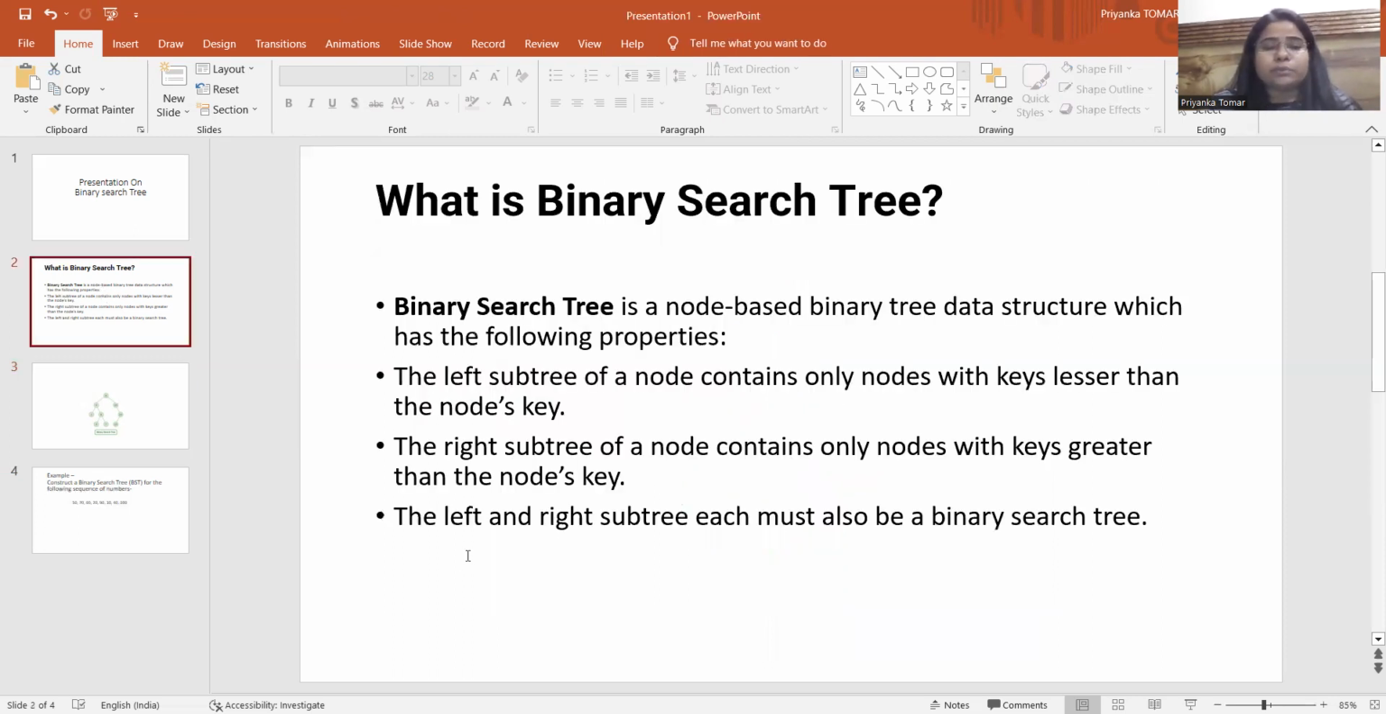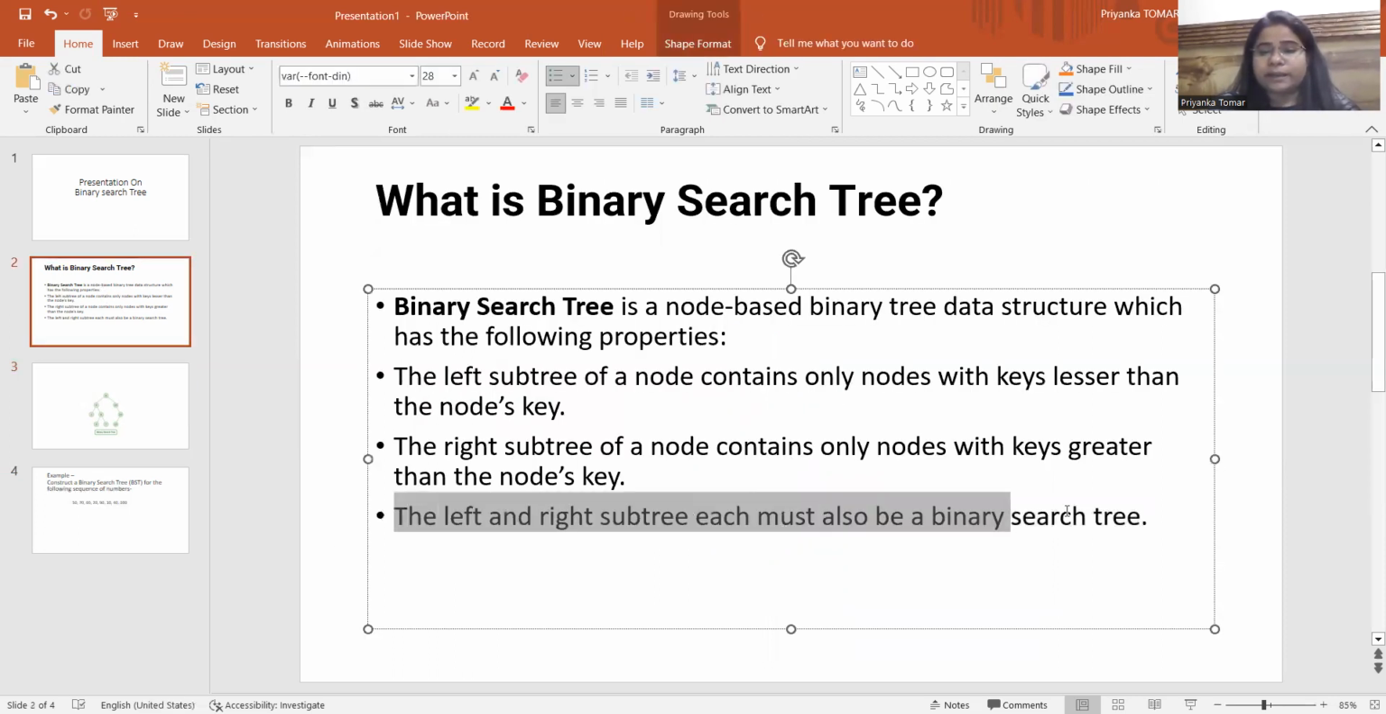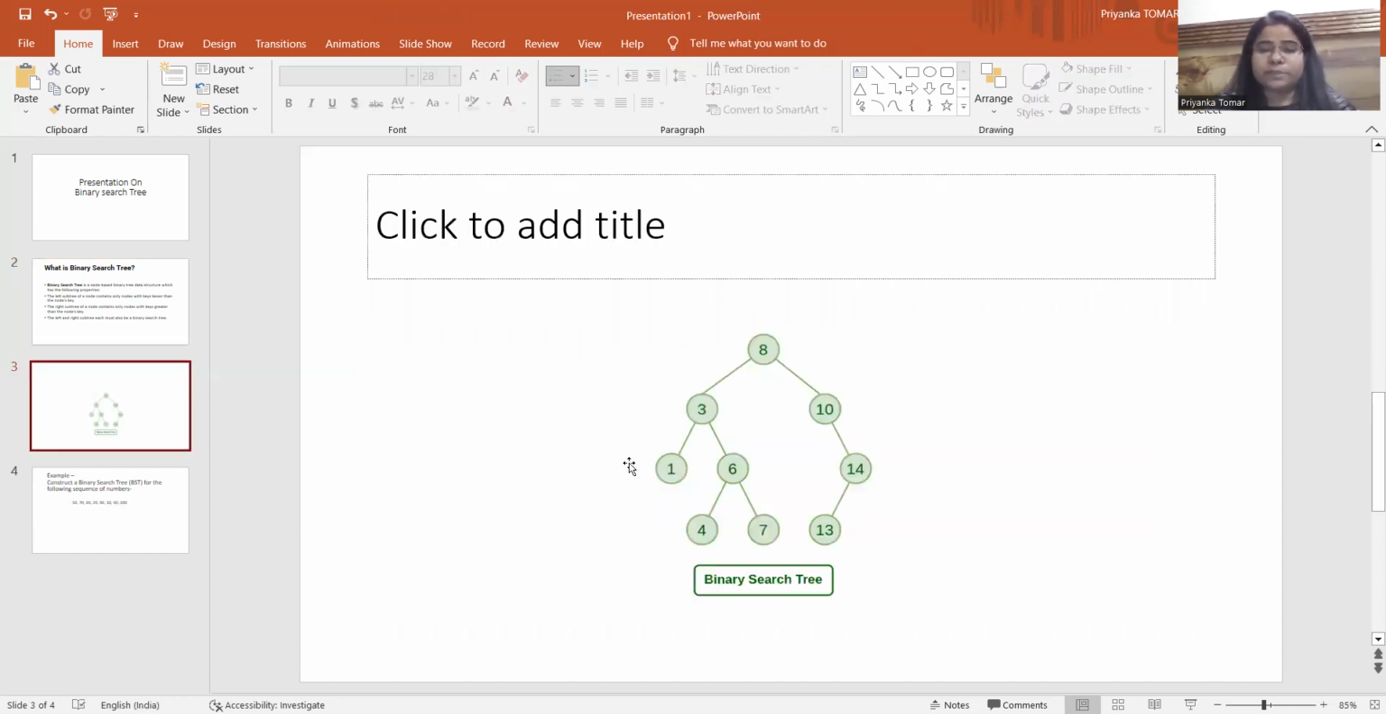And let me come to the last property. It is the last property, that is, the left and right subtree each must also be a binary search tree. What does it mean? So let me explain to you. In this example, we can say that 3 is the root node. In the left subtree, 3 is the root node, and 1 is the left child of 3, and 6 is the right child of 3. So it is also following the binary search tree property, because 1 is the left child of 3, which is less than 3, and 6 is the right child of 3, which is greater than 3.